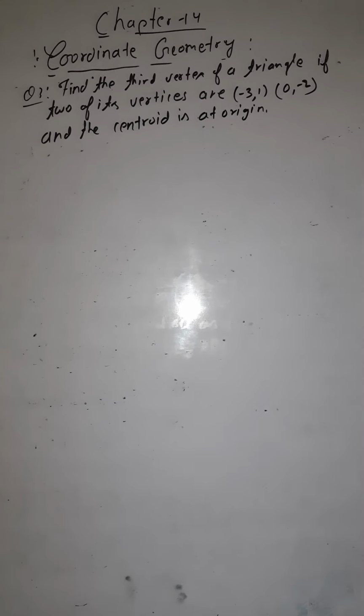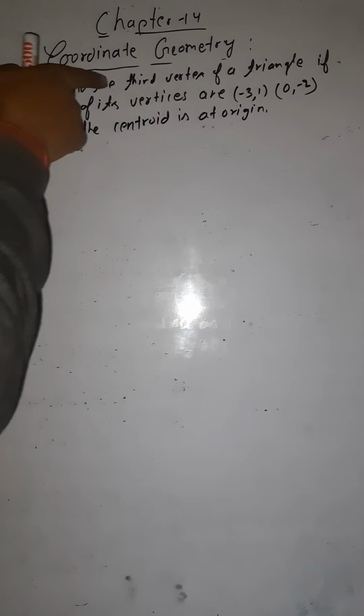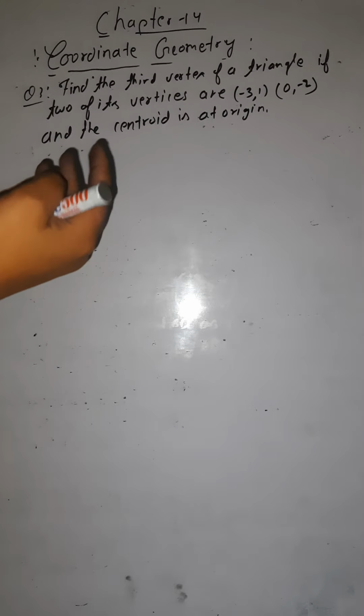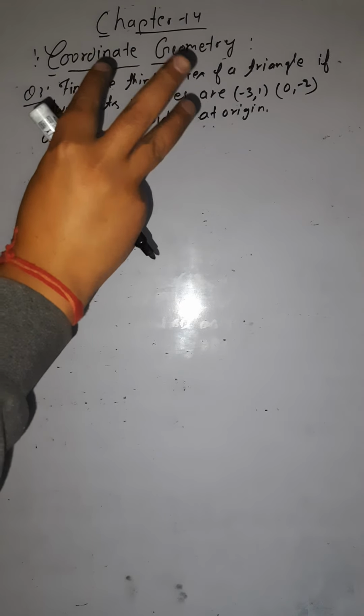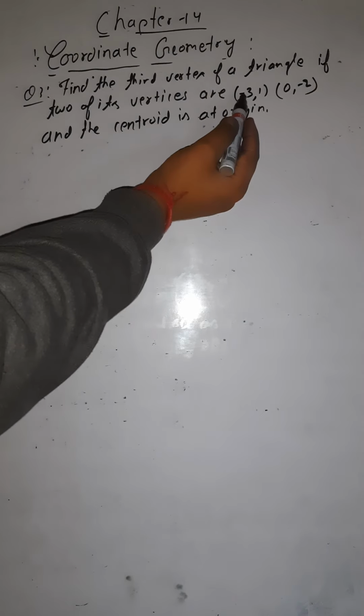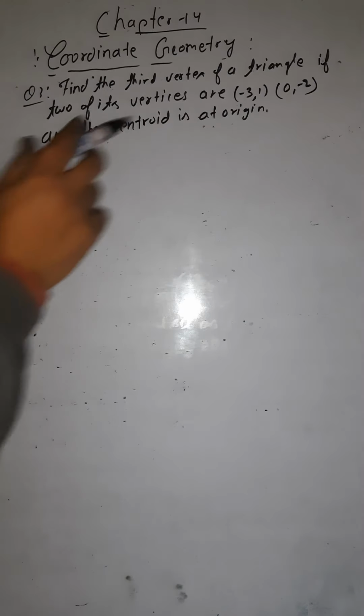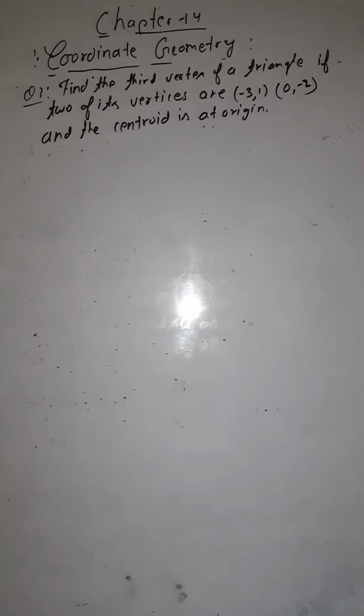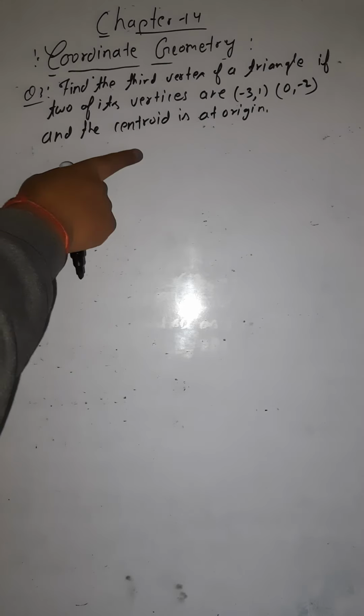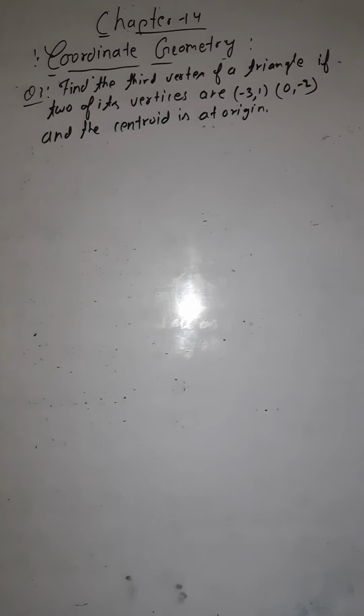Okay, so what is this question? Again, find the third vertex, because a triangle has three vertices. Two vertices have been given. The first vertex is (-3, 1) and the second vertex is (0, -2). So the third vertex you have to find out. And one more thing you have been given: the centroid of the triangle is at the origin.